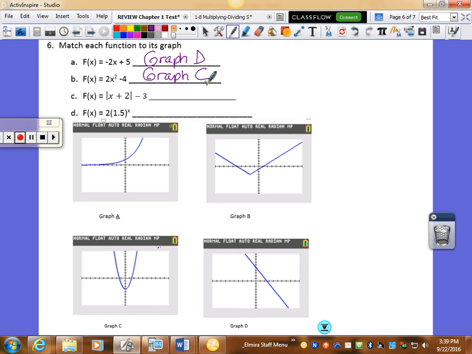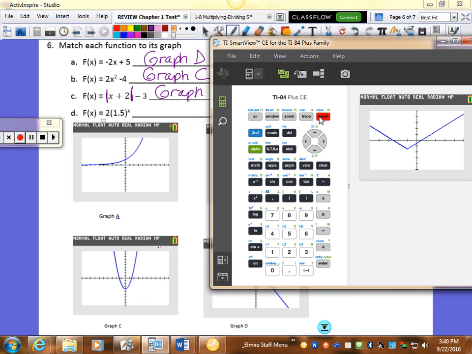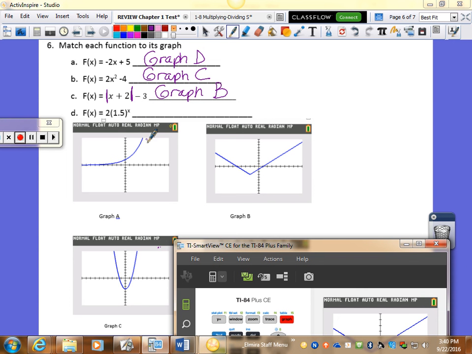Okay, part C, we've got absolute value bars. I hope that's a dead giveaway for graph B. But if you're typing it in, y equals, second catalog, absolute value, x plus 2, arrow out, minus 3. Okay, right there, graph B.